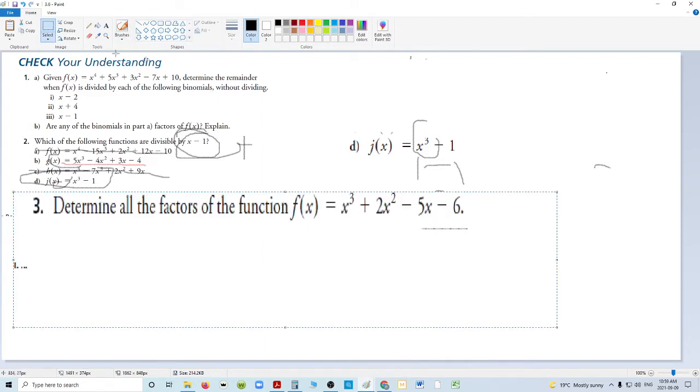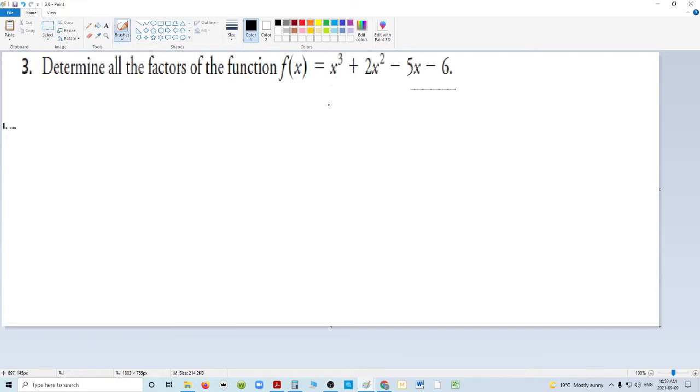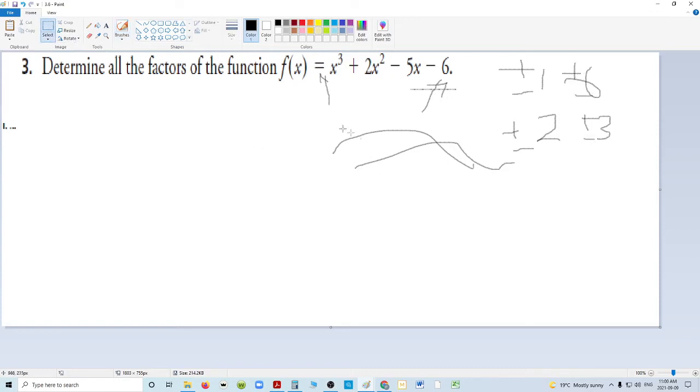Okay, what about this? Well, this is where we have to look at the first number in front. It's a 1. And we have to look at the last number, minus 6, which means since we know the numbers at the end create the number, we know we're dealing with 1, 6, 2, or 3. That 2 times 3 is 6, 1 times 6 is 6. And we're also dealing with their positives or their negatives because we're dealing with minus 6. Now, obviously, the easiest numbers to start with are 1 and minus 1. So we're going to do that.